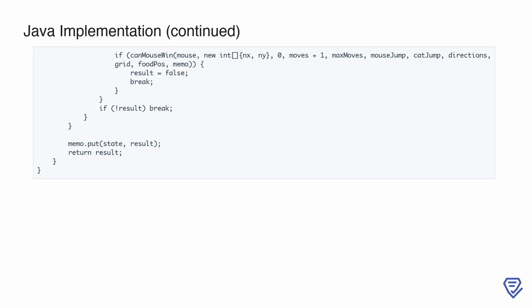If the mouse can secure a win from any of these positions, the result is updated to false, and the cat stops exploring further. This minimizes the cat's chances of losing. Once all moves for the current state are evaluated, we store the result in the memoization map to avoid recalculating it later. Finally, we return the result, which determines whether the mouse can win given the current positions in turn. This completes the implementation of the recursive solution, leveraging both dynamic programming and game theory principles.